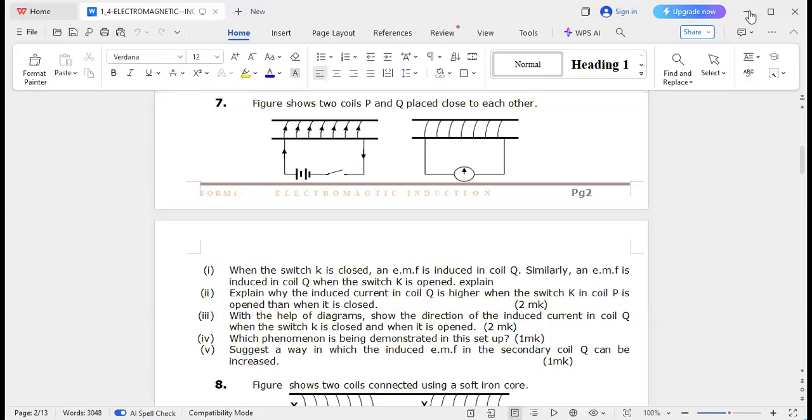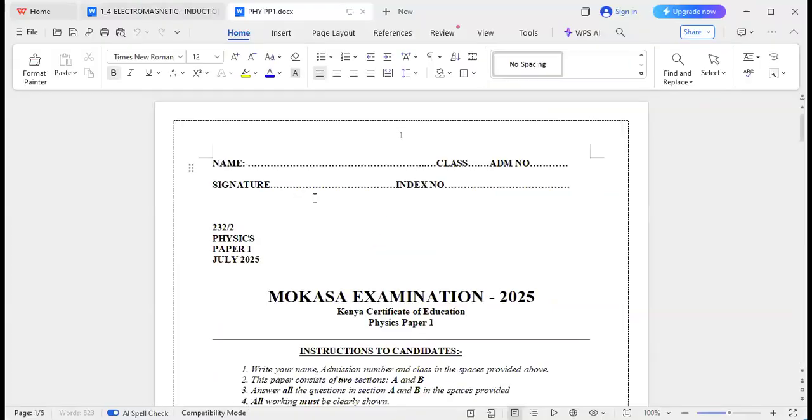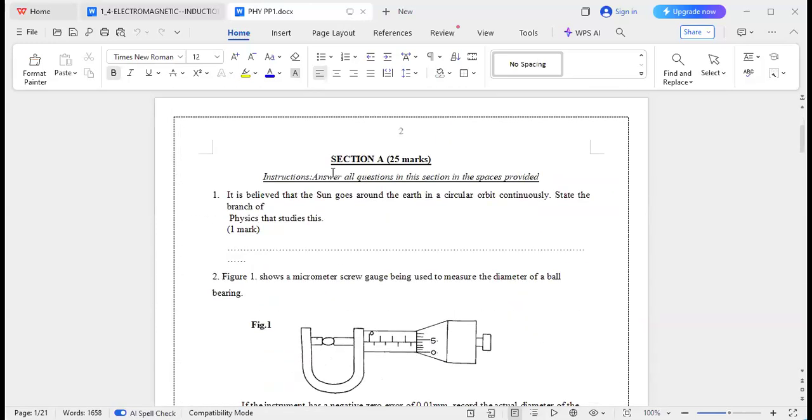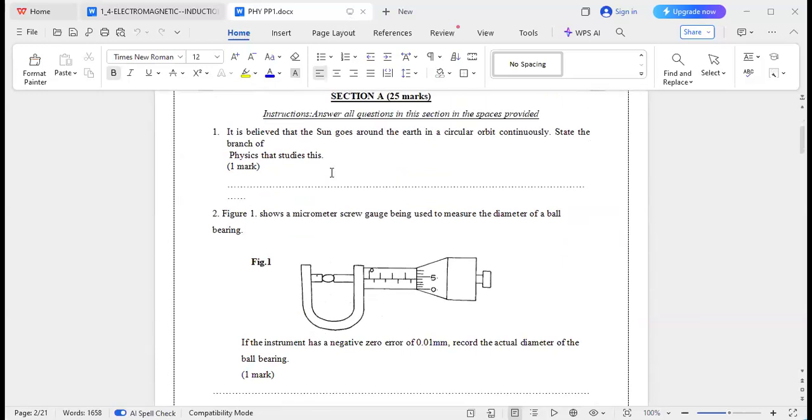So let me open this Mokasa paper 1. I hope we can see the paper 1 on the screen. We start with section A.